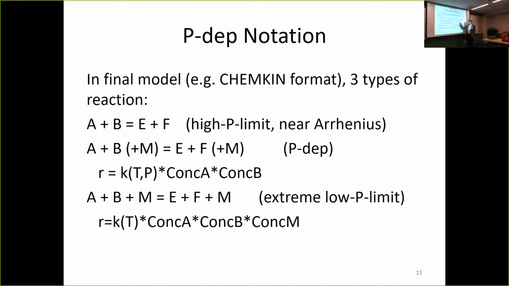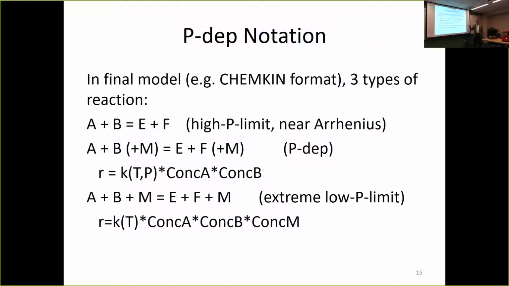However, if you're at low enough pressures, you get ones that have some pressure dependence in them. And the notation for this is you put a parentheses plus M, parentheses, in the file, in both the reactant and the product. And what that means is use this rate law. The rate of this reaction is a K of T and P times the concentration of A times the concentration of B.